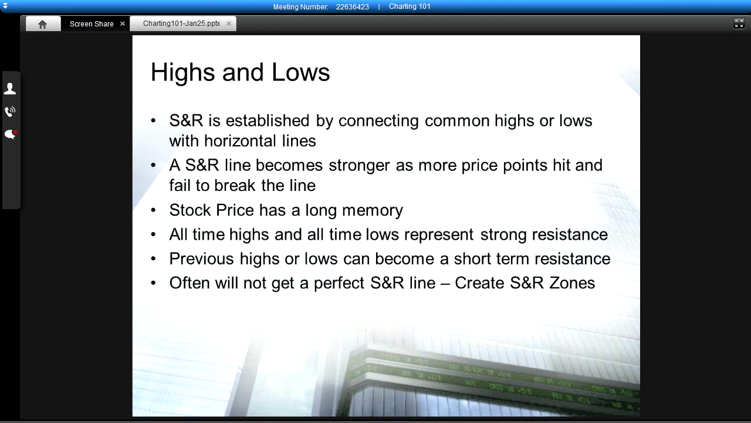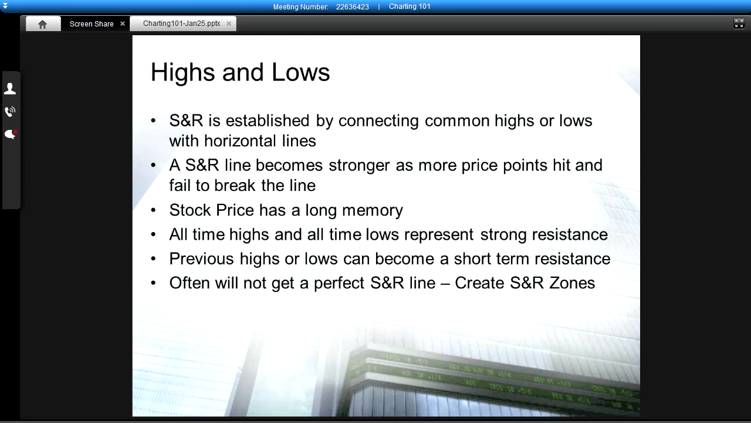Another high and low is that all-time highs and all-time lows can represent strong resistance or support. So those are some long-term resistance and support lines. But more on the shorter term is the previous highs and lows of a stock price. So as it goes up and then falls back down, that recent high can become a resistance zone as it tries to go back up.